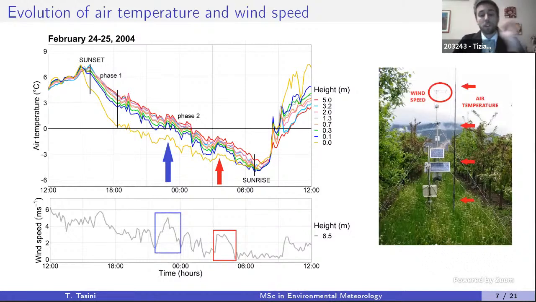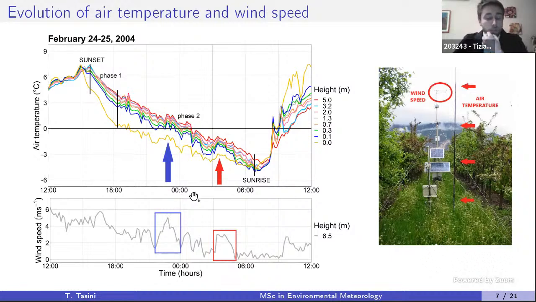So evolution of air temperature was measured by the 8 thermocouples at different levels, and wind speed 6.5 meters above ground level. After sunset, here, the temperature drop is divided into 2 main phases. During phase 1, the decrease is linear until 6 p.m., this line, when thermal inversion near the ground starts to develop with colder and heavier air near the ground. In phase 2, from 6 p.m. until sunrise, the decrease in temperature is influenced by Föhn wind gusts.